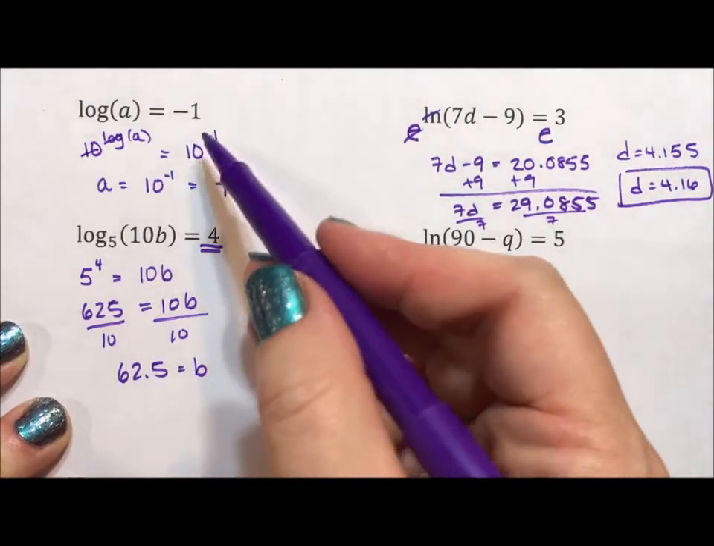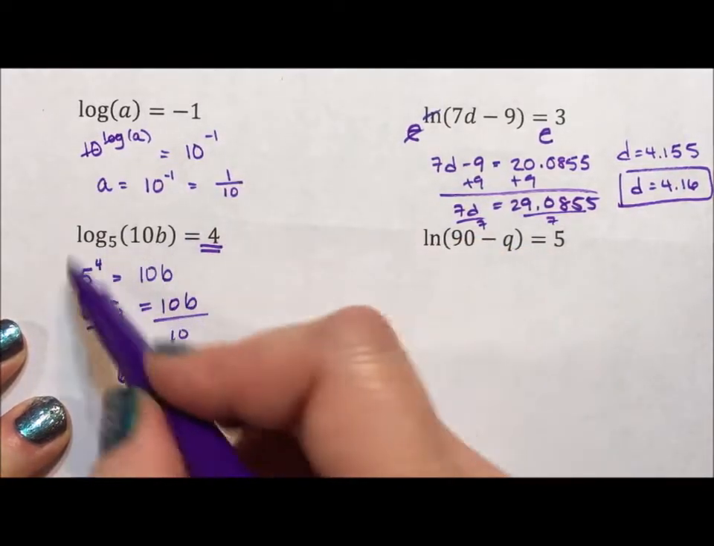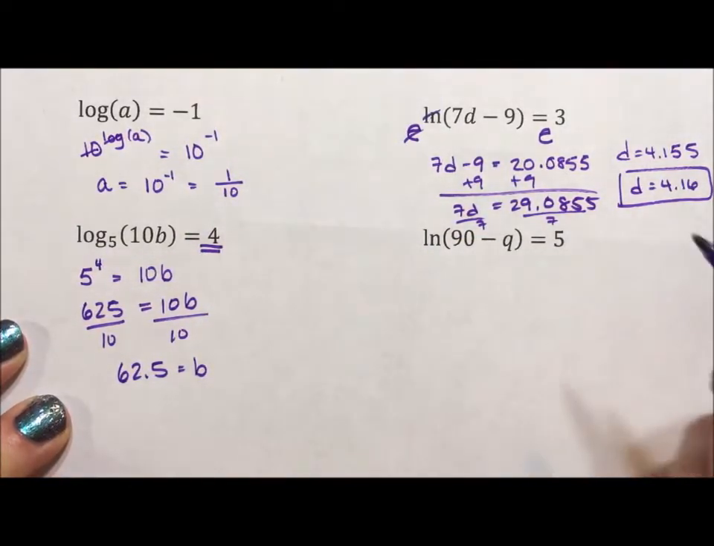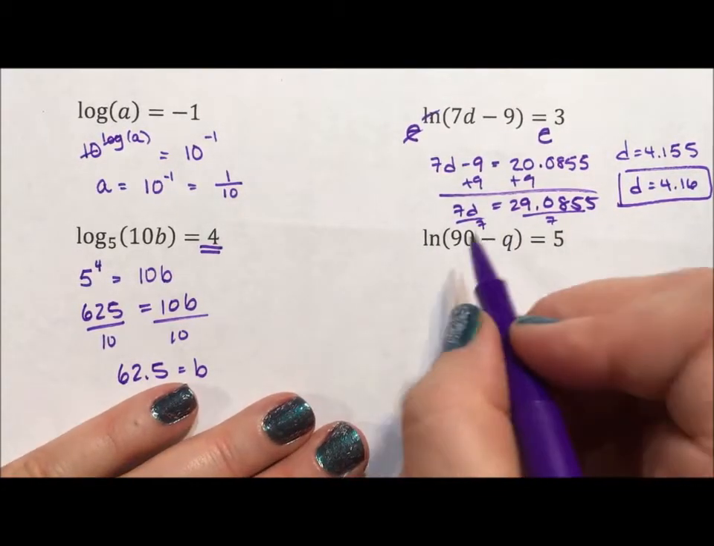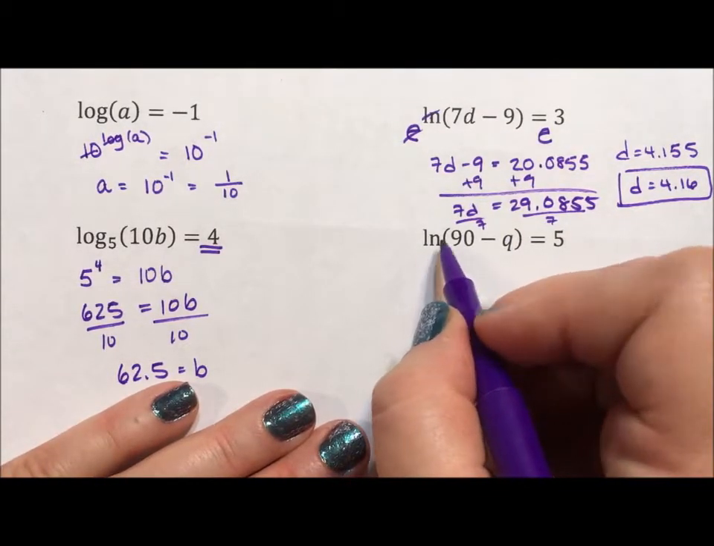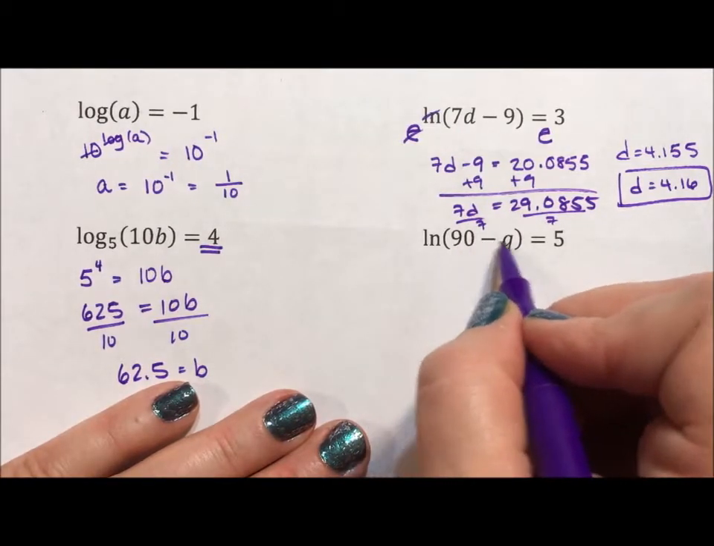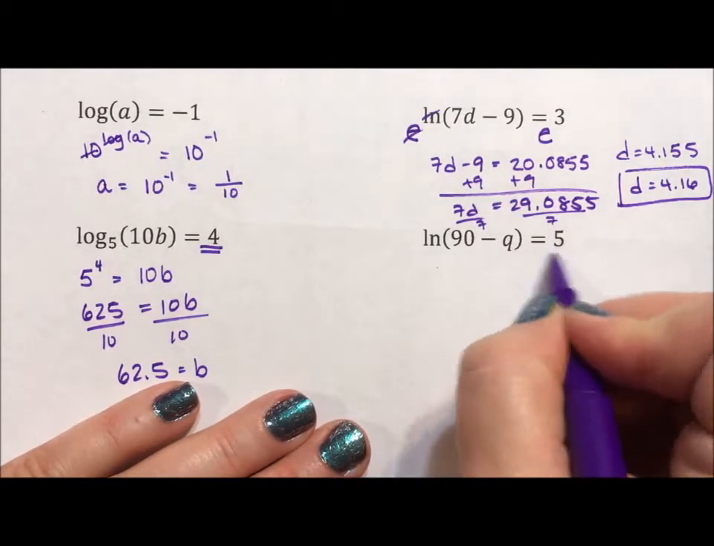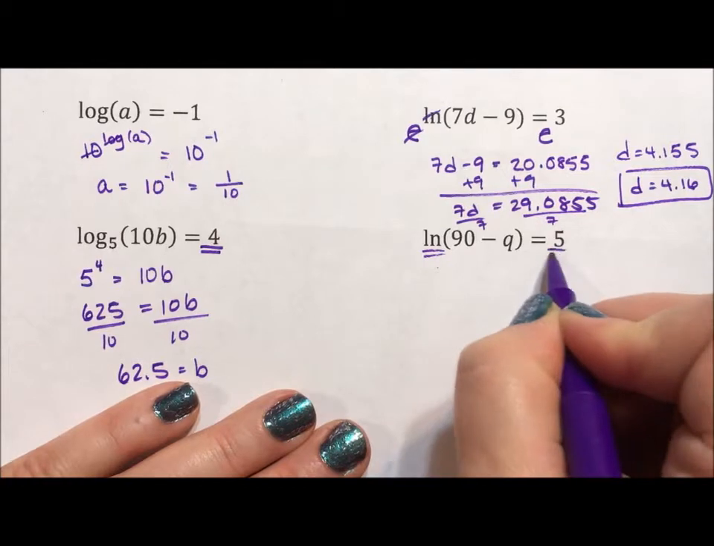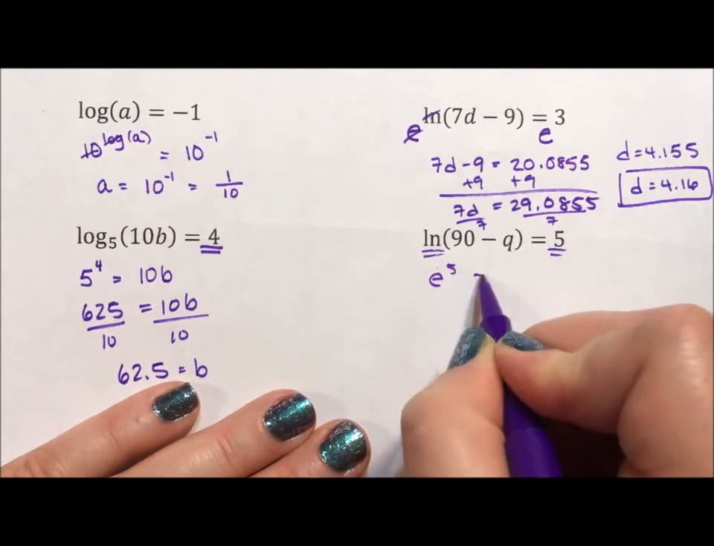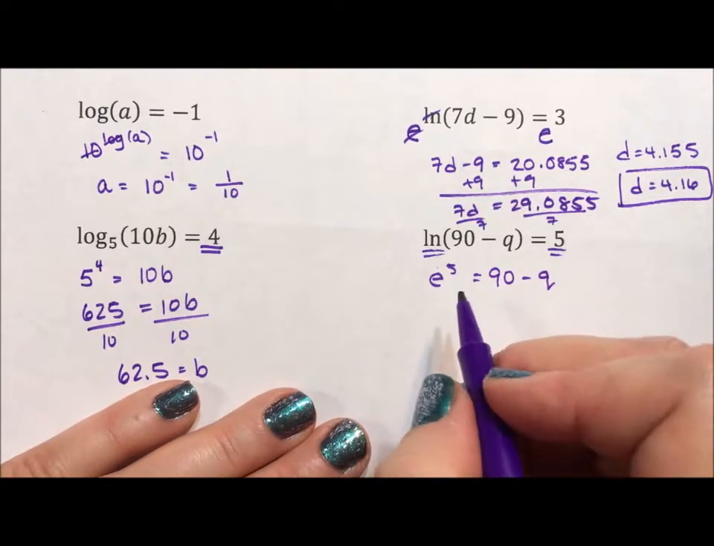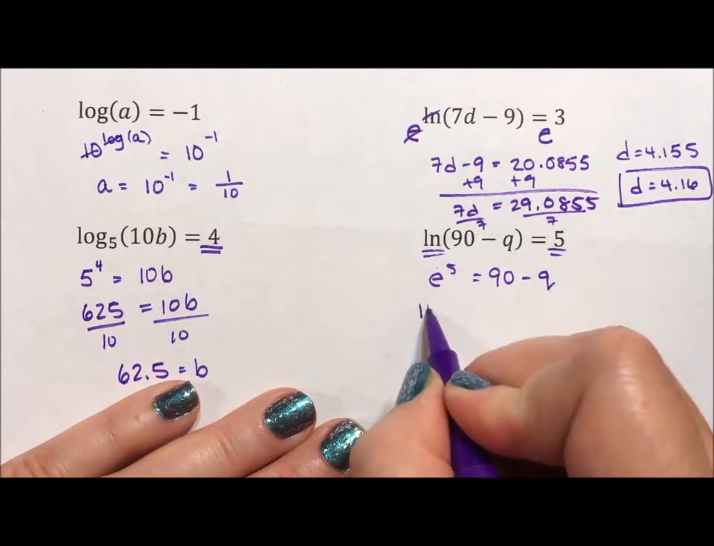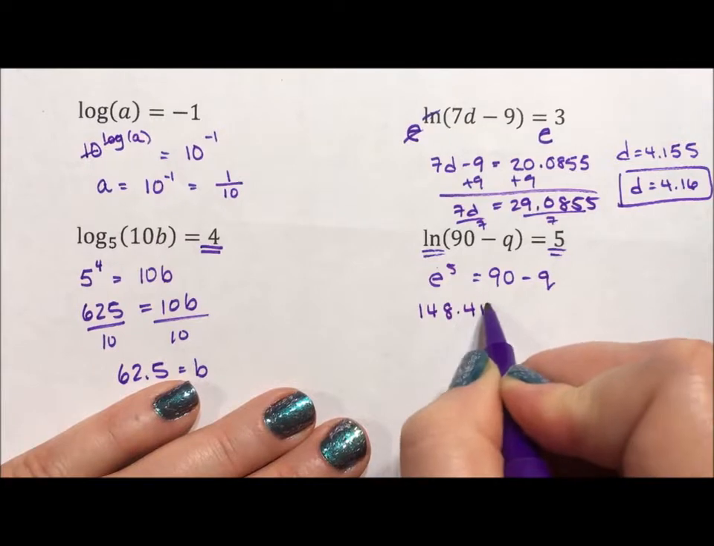It's honestly going to be the same thing as what we did right there. You're just rewriting it exponentially. So again, I could rewrite this exponentially. This is log base e. E to what exponent is 90 minus q? So the exponent is 5 because logs are exponents. E to the 5th is 90 minus q. Well, e to the 5th is 148.413.